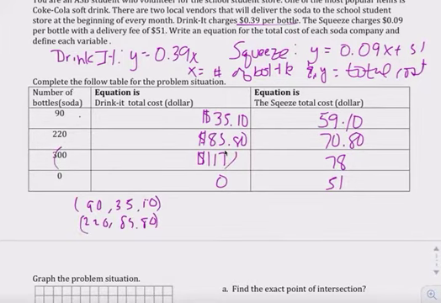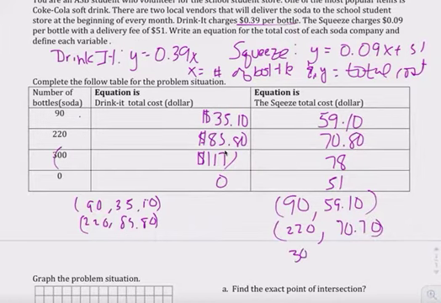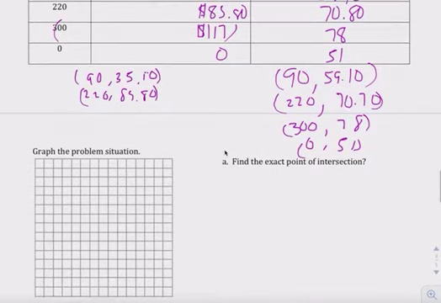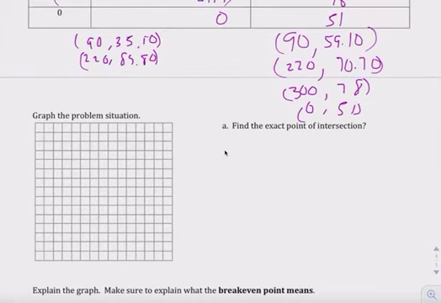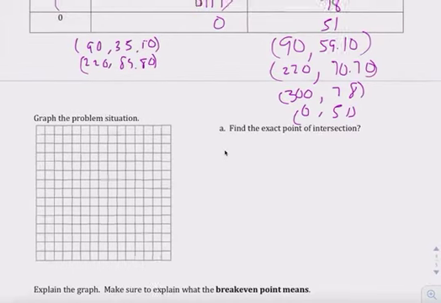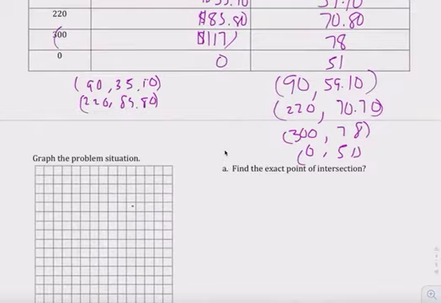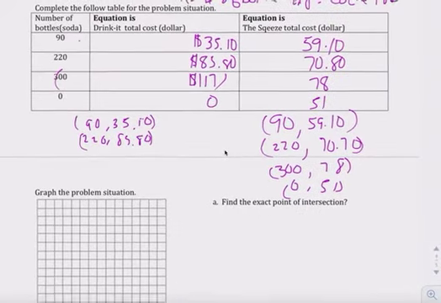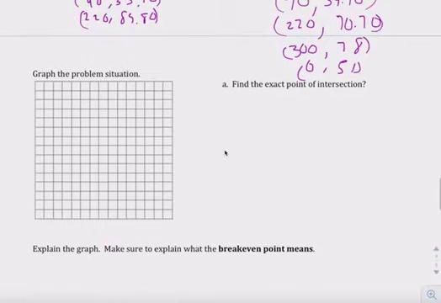And then this one here is 90, and 59.10, and 220, 70.70, and so forth. 300, 78, and 0, 51. Use those to graph on here. Make sure you use the right numbers to graph, and this is, of course, number of bottles.